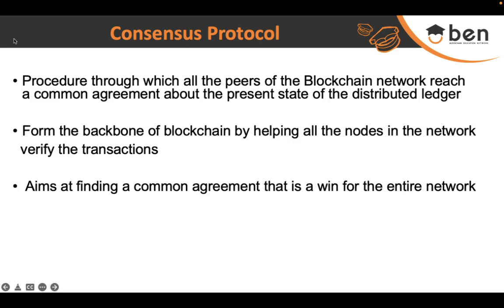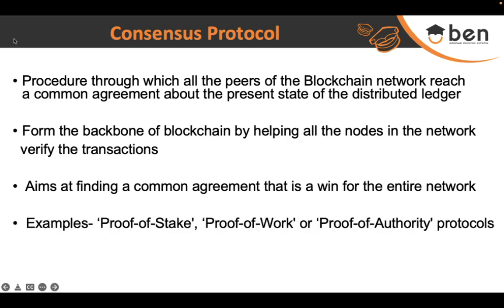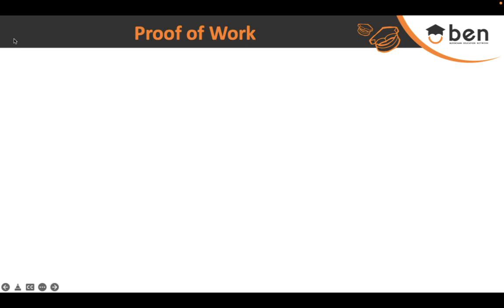We will be understanding how there are different consensus protocols, but the main goal of all of them, whether it's proof of work, proof of stake or proof of authority, is the same. The working of these protocols is different, but the goal is to come to a common agreement that is a win for the entire system, so that everybody agrees to the next state of the blockchain.